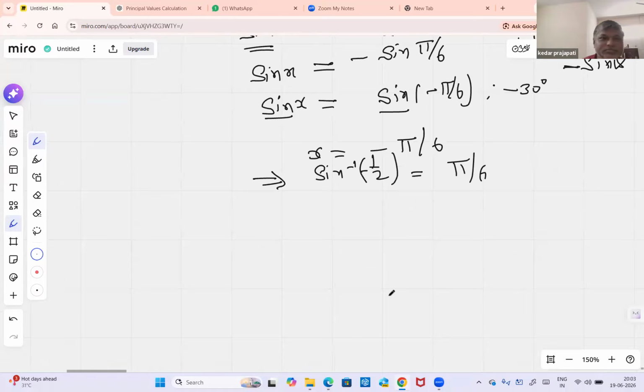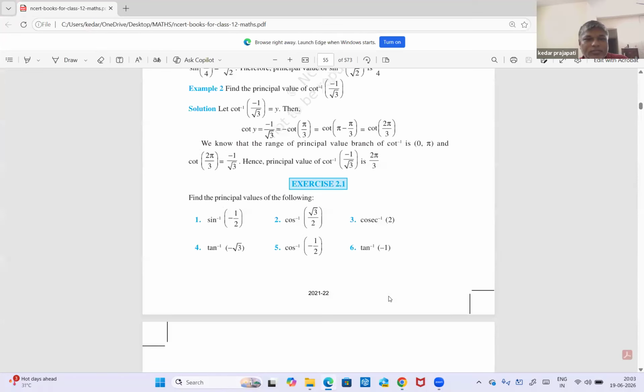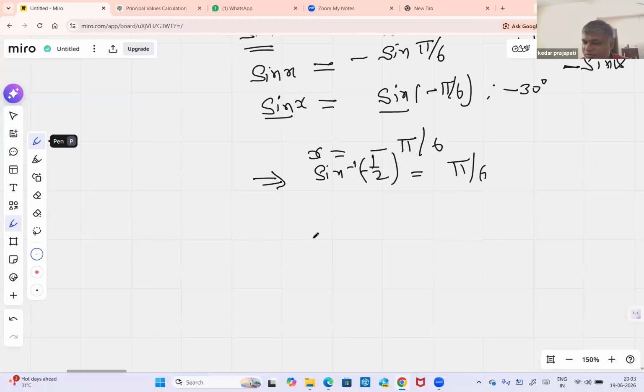Now next one. What is the next one? Cos inverse root 3 by 2. This is an easy one. Just help me to solve it.